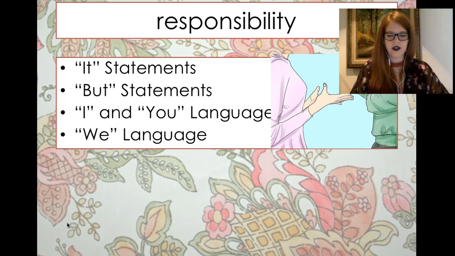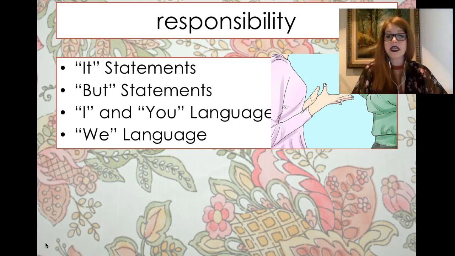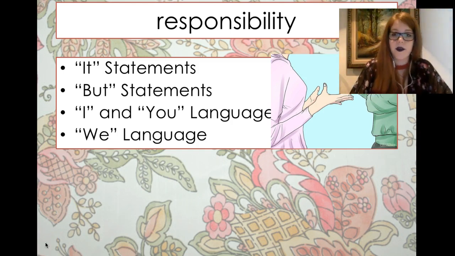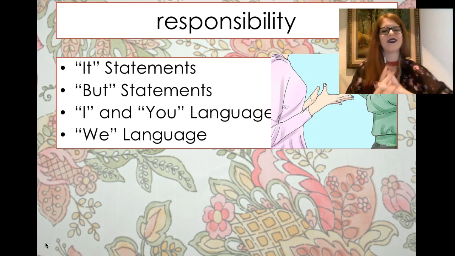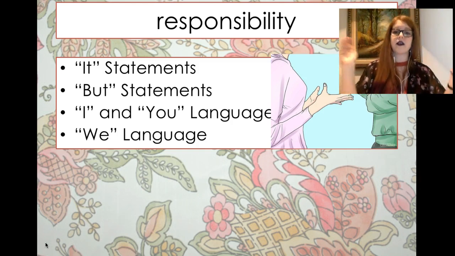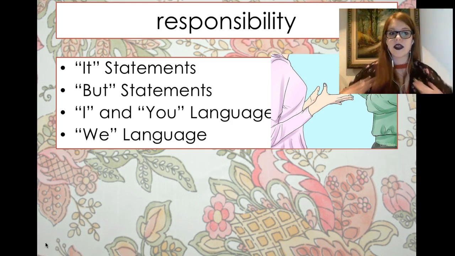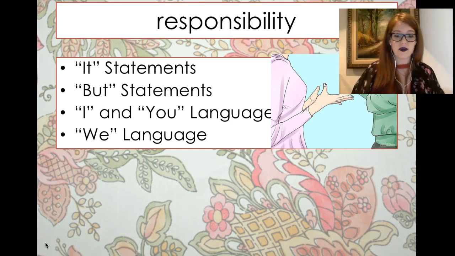I and you language is divisive because it divides the self from the other, or it pinpoints blame onto another person instead of working from a unified place, which is why we language is so preferable. Utilizing we language is incorporative, it's inclusive, and it allows for more than just one person to participate in the conversation.